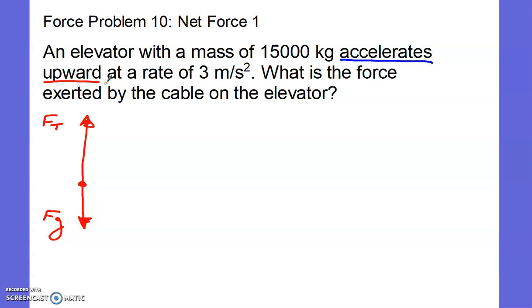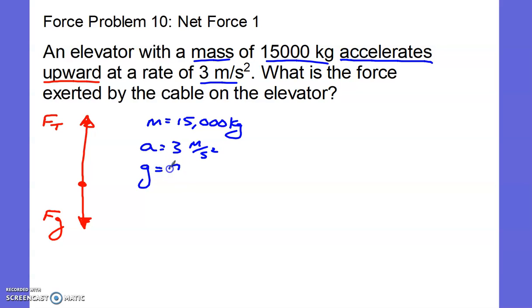The next step is to write down our givens. We are given that the mass is 15,000 kilograms. And we are given the acceleration is 3 meters per second squared. The other thing that we always know, the gravitational field strength, is 9.81 newtons per every kilogram. We want to find what is the force exerted by the cable. That's the tension force.